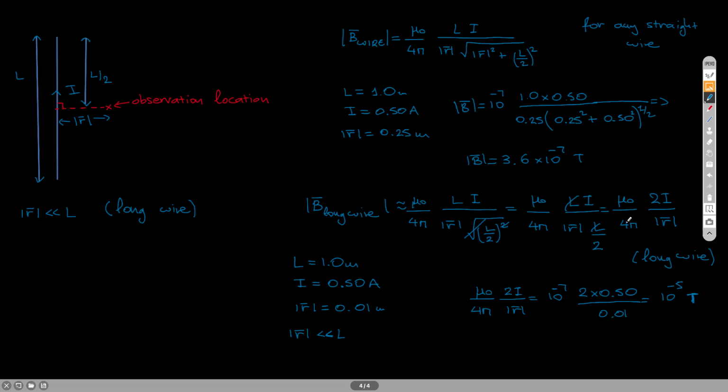Now, I do want to point out that the only thing that I found here was the magnitude, the strength of the magnetic field at the observation location. I will talk about the directions in a different video.